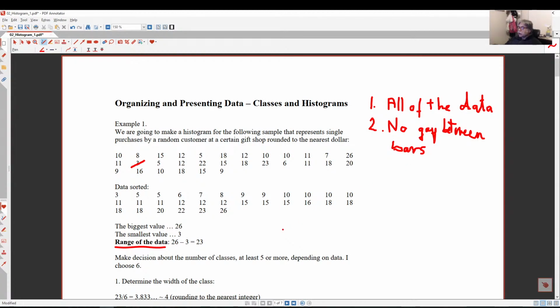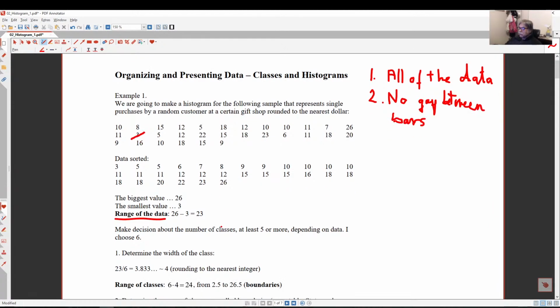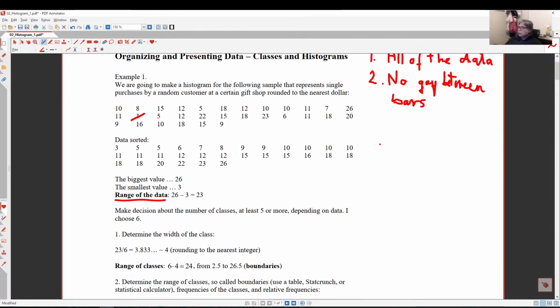So now it's my choice to determine how many bars, the so-called classes, bins, I need to have. I am going to select 6. The rule is that you need to have at least 5 bars, at least 5 classes.